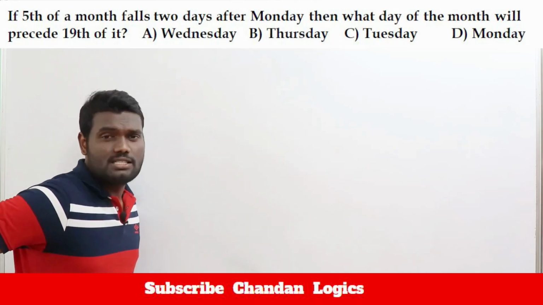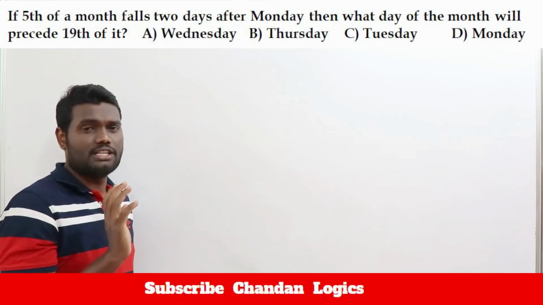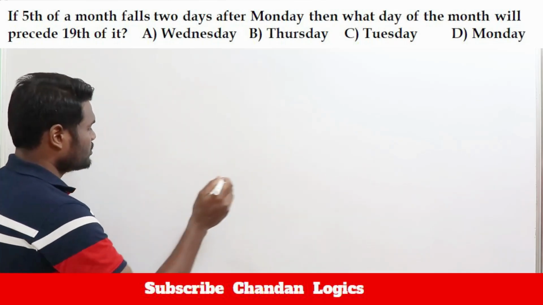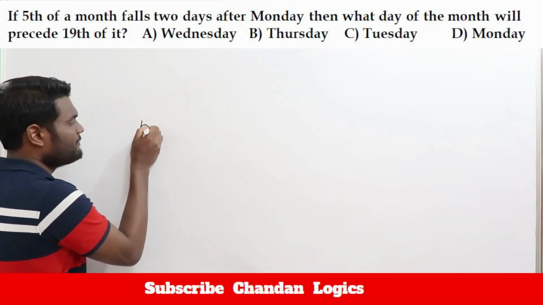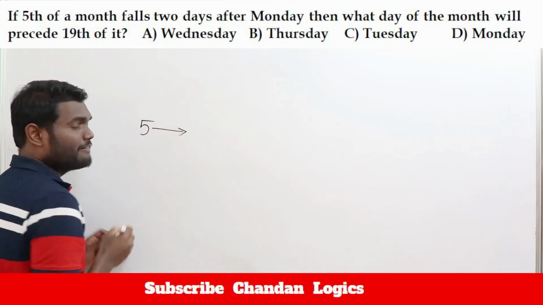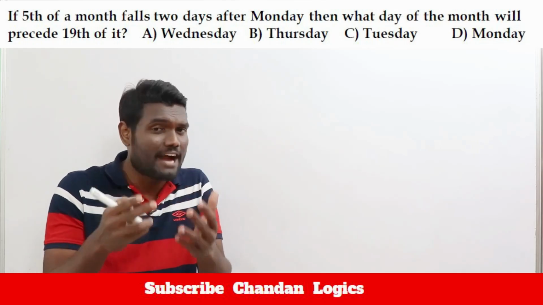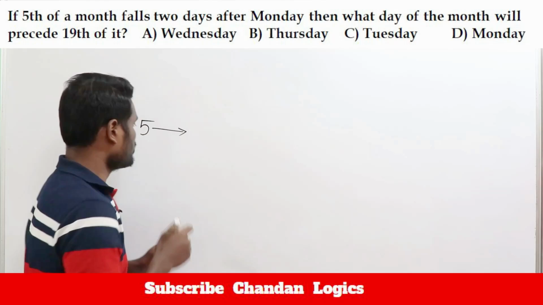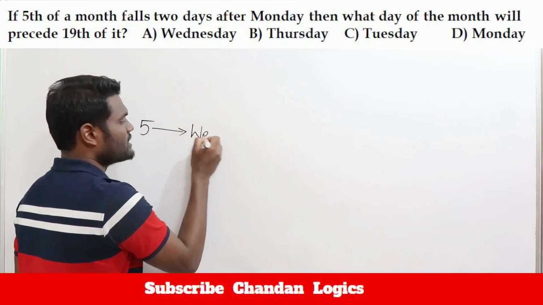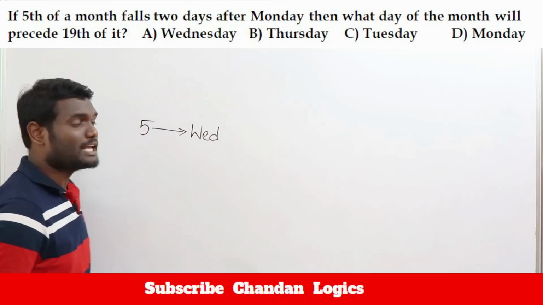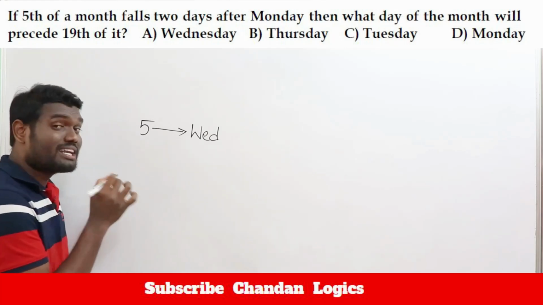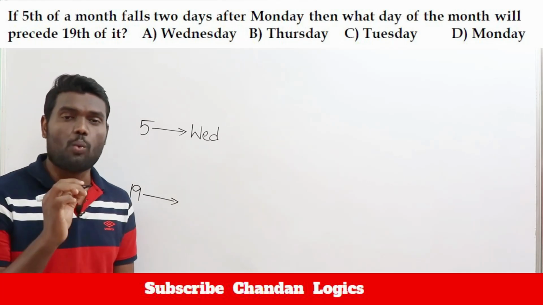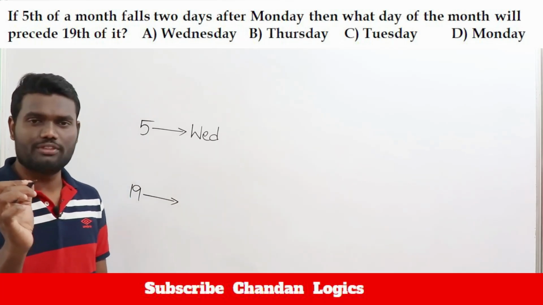So hope you got the answer now. Let's check whether you are going to get the same answer or not. The question says that the 5th day of a month falls 2 days after Monday. 2 days after Monday means it is going to be Wednesday, right? So the 5th of the month is Wednesday. The question asks what day is preceded by the 19th of the same month?